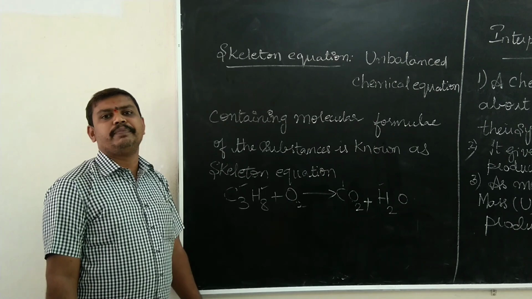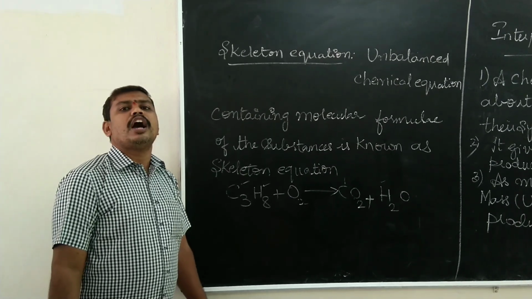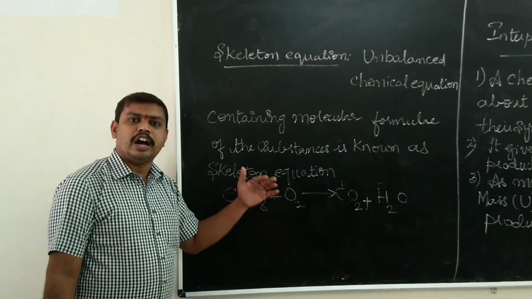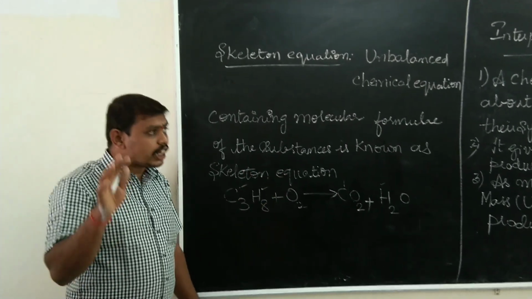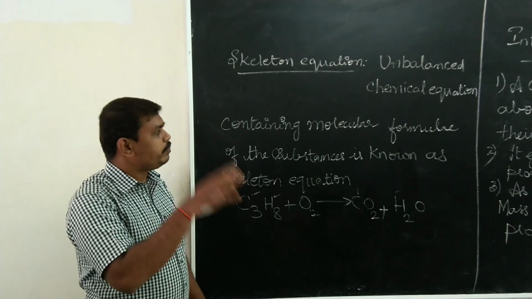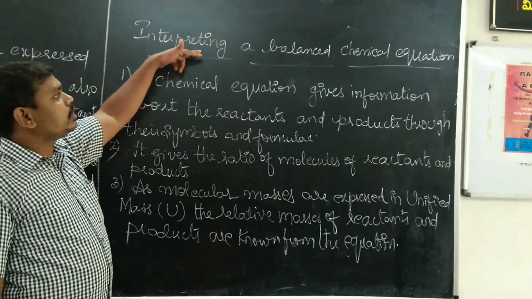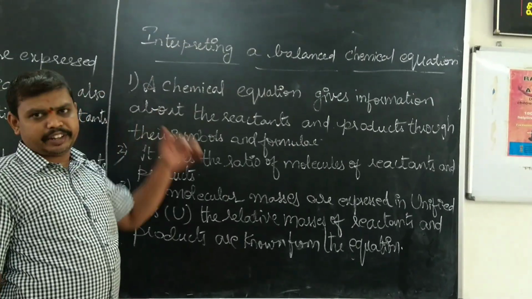So now you people tell me whether it is balanced or unbalanced. It is obviously understood that it is an unbalanced equation. Such an unbalanced chemical equation is termed a skeleton equation. The concept is interpreting a balanced chemical equation.